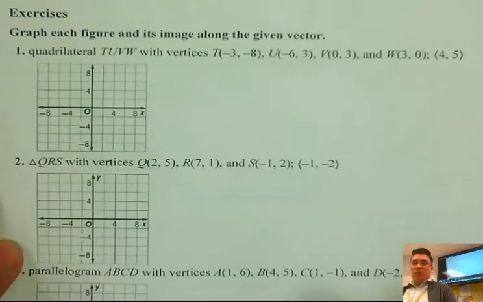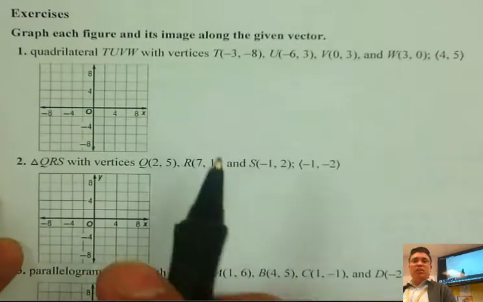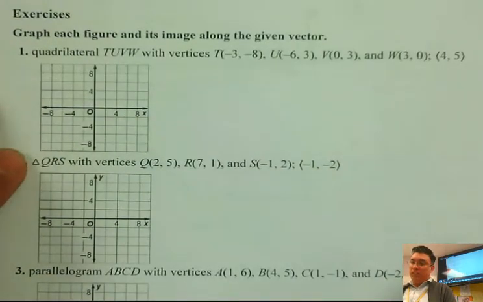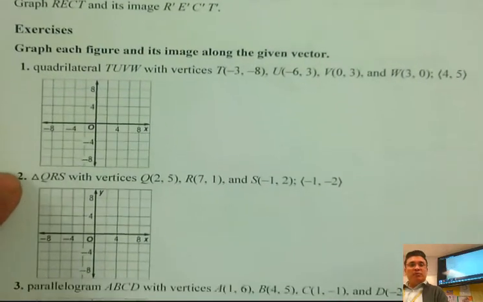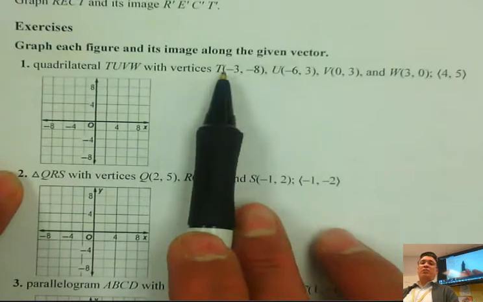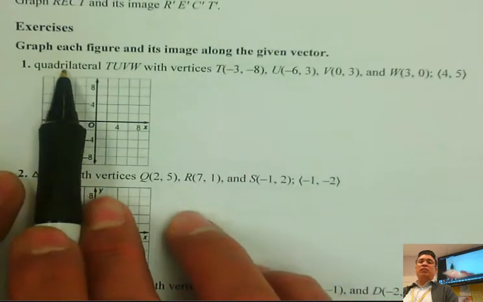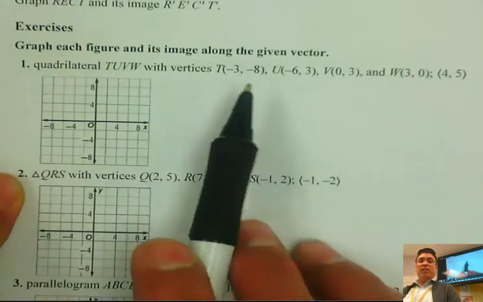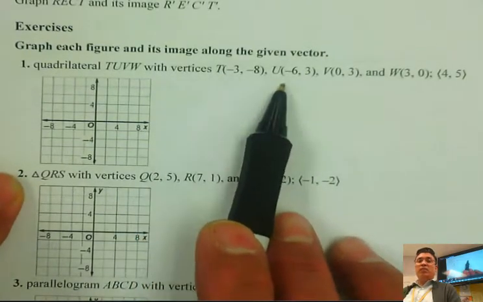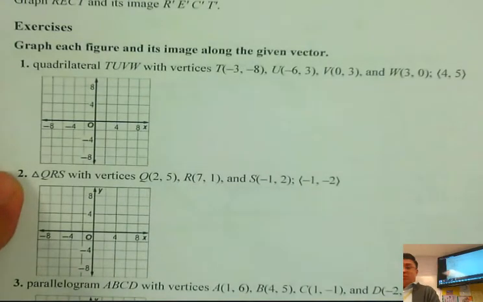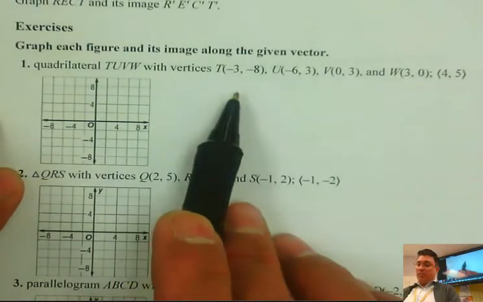Okay, so now for this video we're gonna solve the following 4 exercises that are in our study guide. For exercise number 1, it says that we're gonna graph what they call a quadrilateral. We call it quadrilateral because it has 4 sides. They're telling me what is the T, the U, the V, and the W. Okay, so let's just start doing that thing that looks easy.